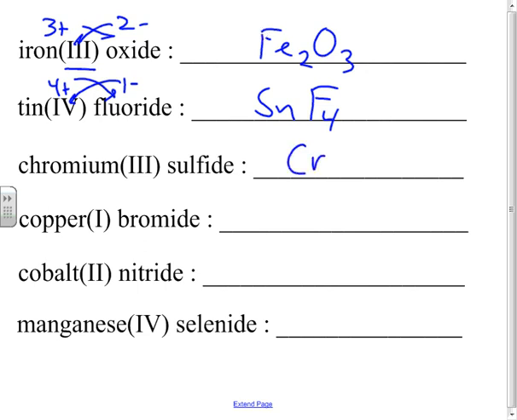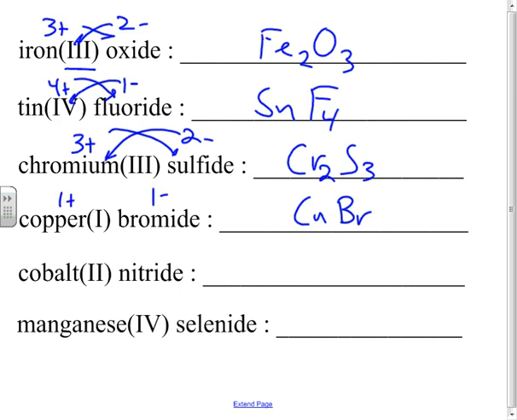Chromium 3 sulfide. Chromium 3's got a 3 plus charge. Sulfur's got a 2 minus, and again, just switch. So we need 2 chromium 3 ions to 3 sulfide ions. So Cr2S3. Copper 1 bromide is just going to be CuBr, because copper 1's got a 1 plus charge. Bromide's got a 1 minus.